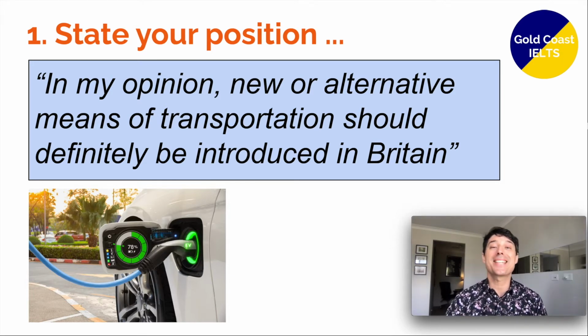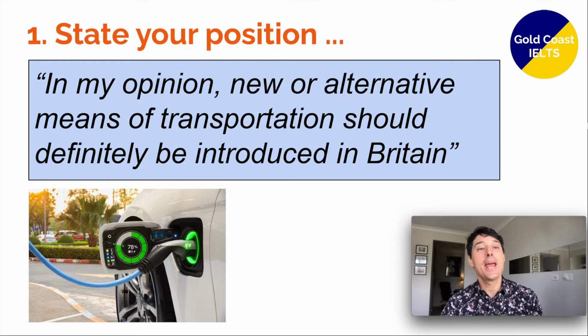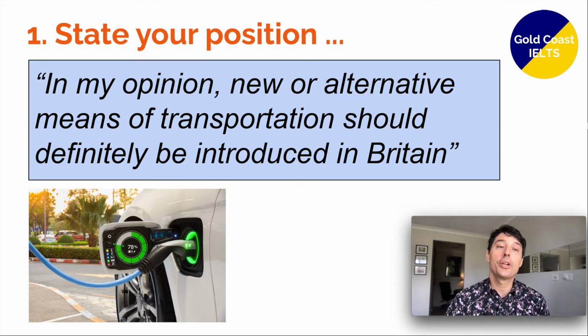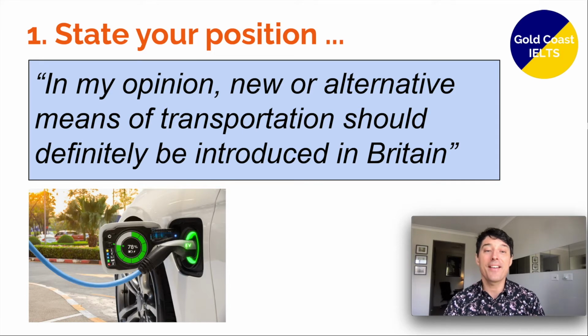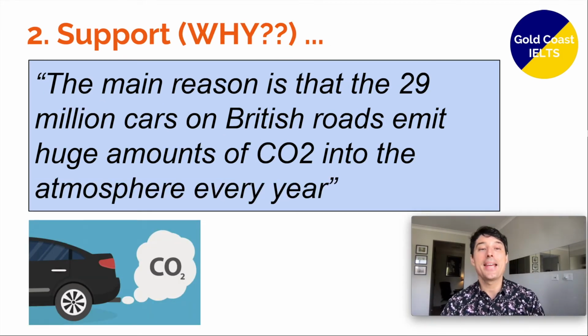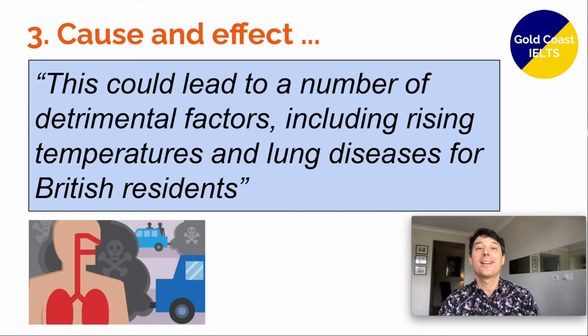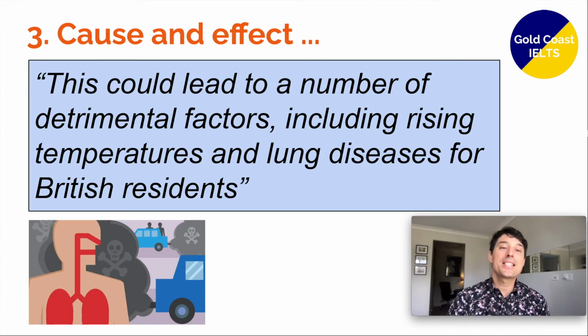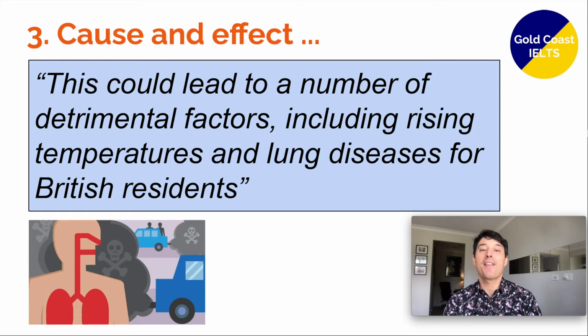So firstly, we'll state our position and say something like, in my opinion, new or alternative means of transportation should definitely be introduced in Britain. Next, we'll give a little bit of support and say, the main reason is that the 29 million cars on British roads emit huge amounts of CO2 into the atmosphere every year. This is going to lead on into a cause and effect sentence like, this could lead to a number of detrimental factors, including rising temperatures and lung diseases for British residents.